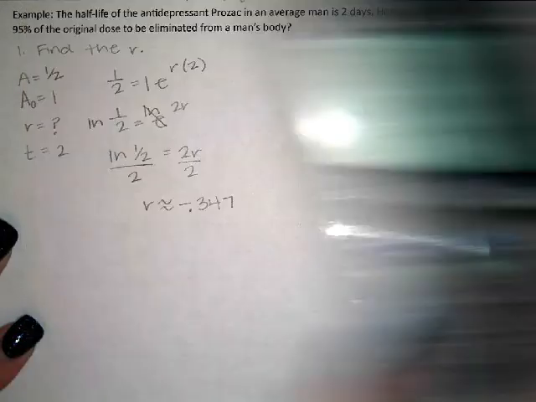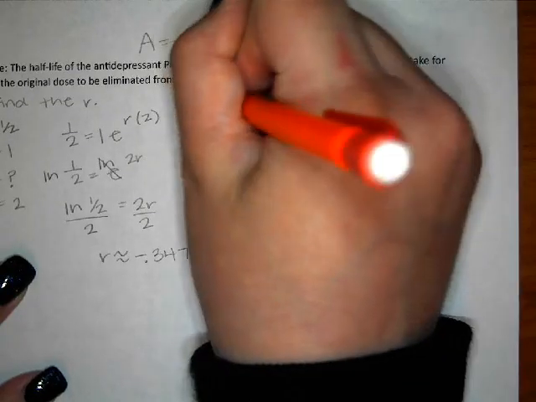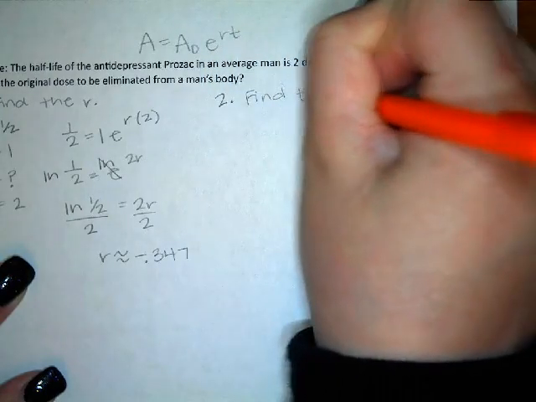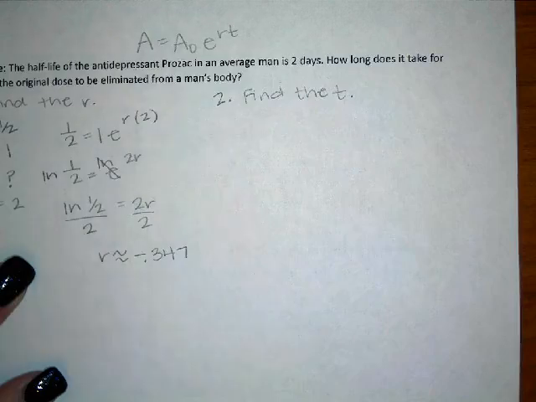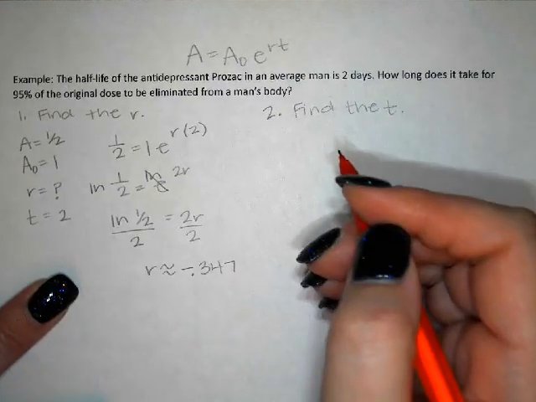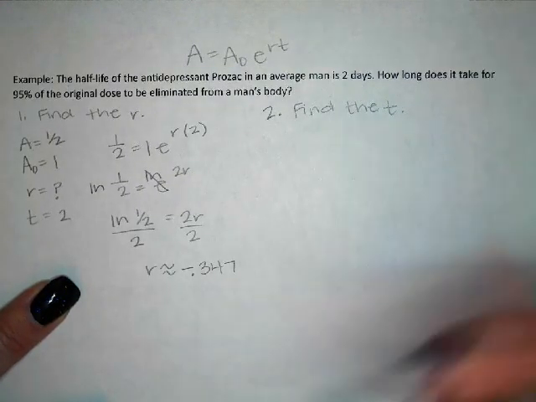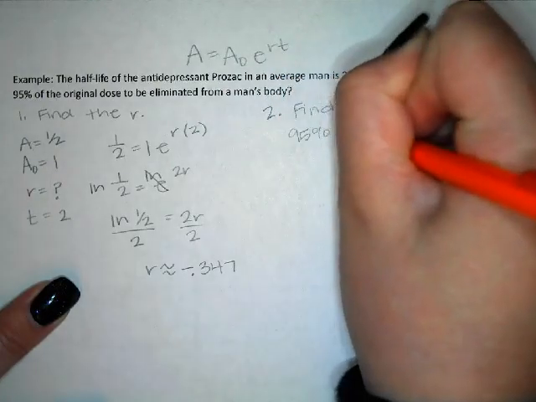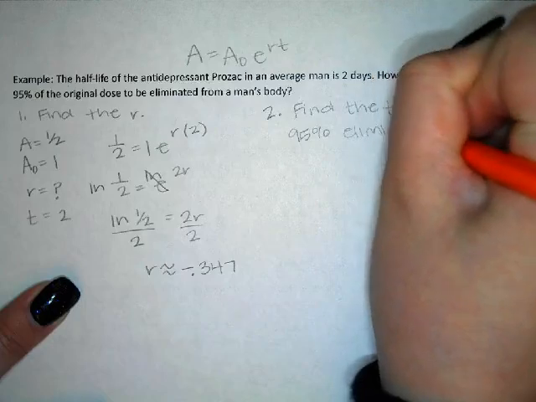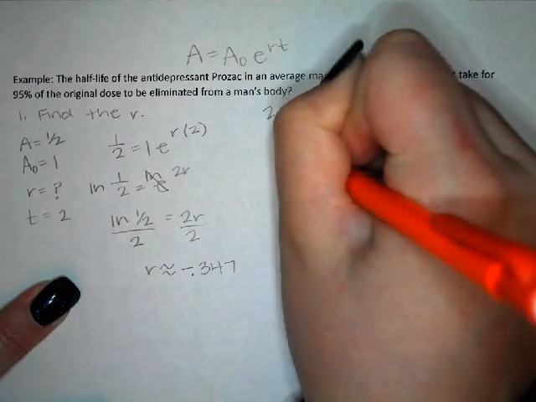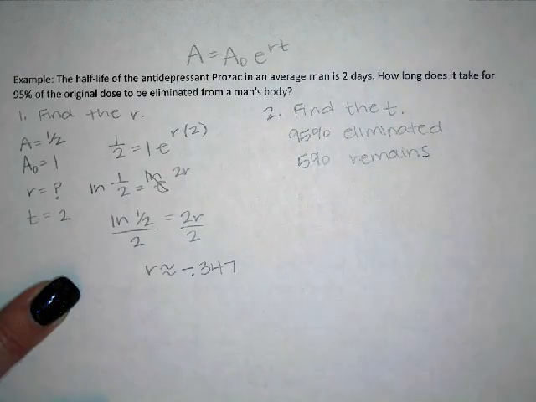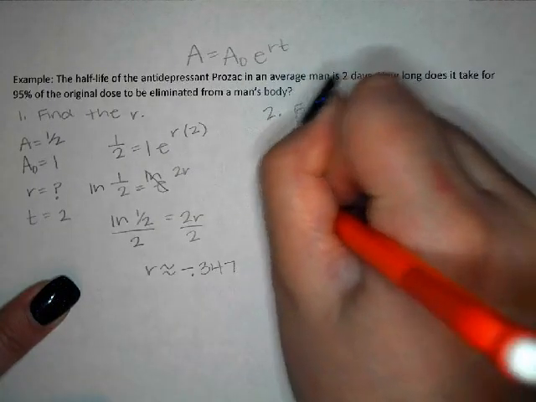Determine how long it takes. Now they said 95% of the original dose is going to be eliminated. So if 95% is eliminated, that means that 5% remains. 95% eliminated means that 5% remains. So my initial value is 100%, that's how much of the medication you get when you take it, and we want to know when 5% remains at the end.